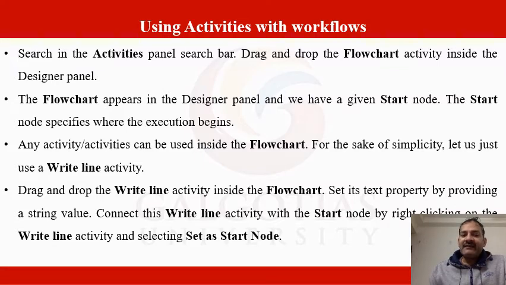Connect this write line activity with the start node by right clicking on the write line activity and selecting set as start node. This is what you do if you are using the flowchart. Use a flowchart first, then take a write line activity and drag it into the work area. Now, by right clicking on the write line activity, set it as the start node. You simply provide the connection from the start that is present in the flowchart.